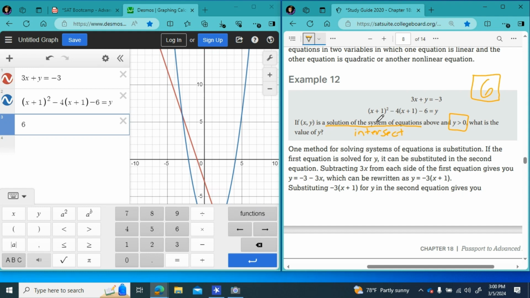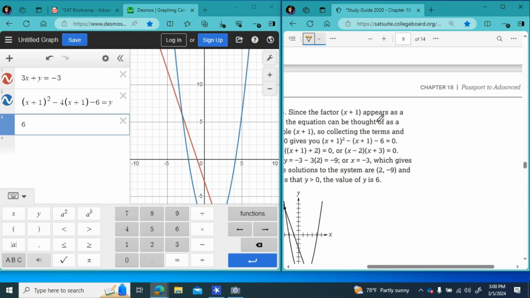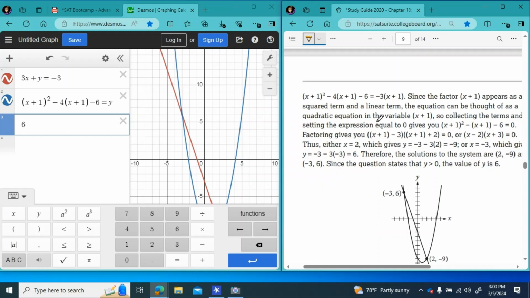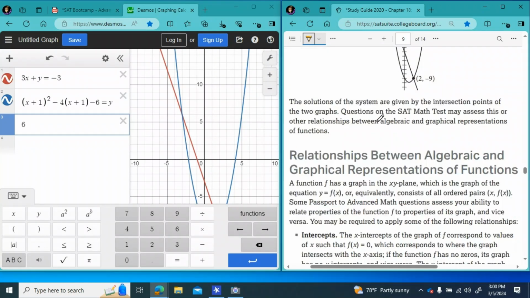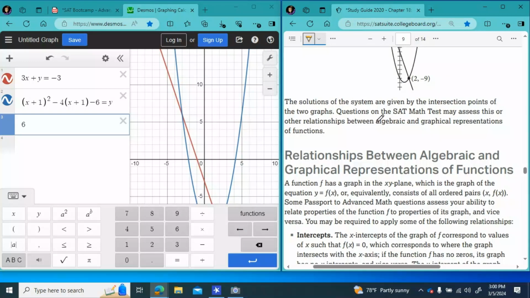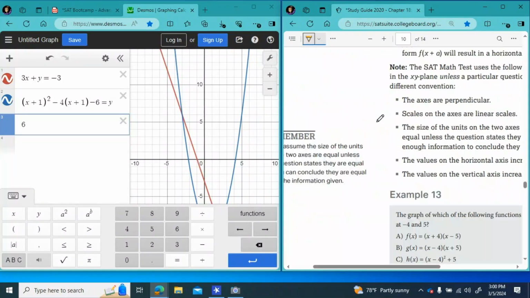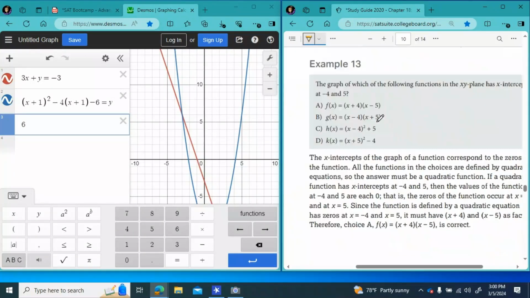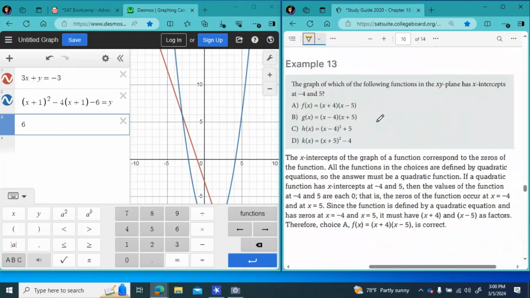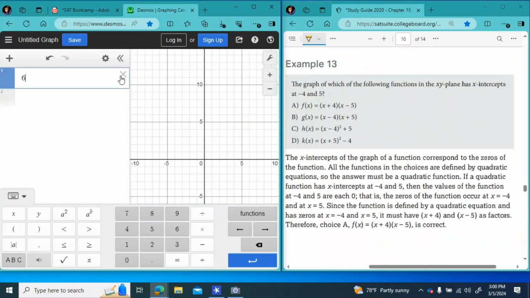And our next topic after systems of equations is the relationships between algebraic and graphical representations of functions. There are two examples here from SAT College Board. Question number 13 says, the graph of which of the following functions in the xy plane has x-intercepts at negative 4 and 5?